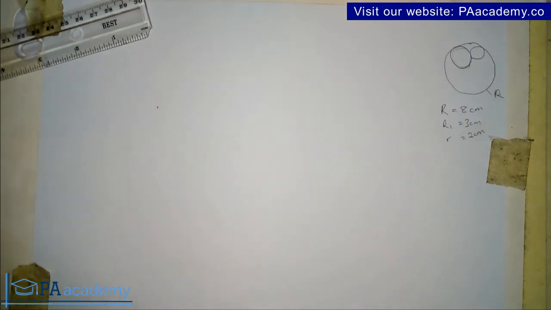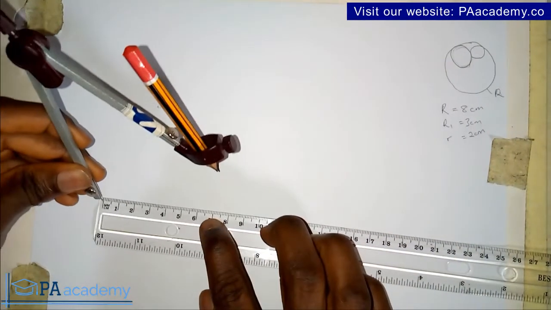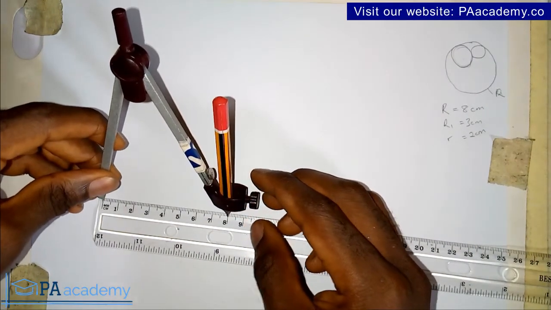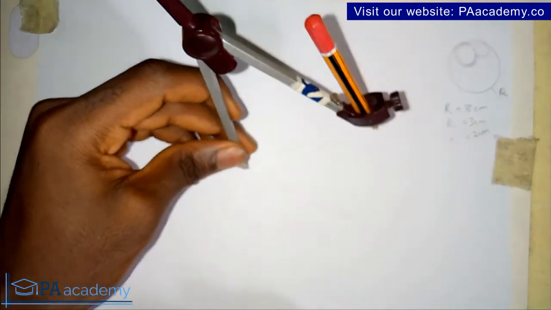The first thing I'm going to do now is to draw the first circle, so I measure the radius of 8 centimeters. I already have my compass set to 8 centimeters.